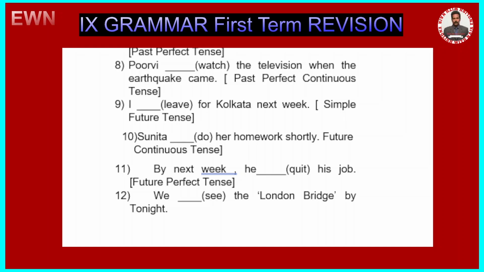We does the see the London Bridge by tonight. Future perfect continuous: we will have been seeing the London Bridge by tonight. So in this way, we are going to study all the tenses.